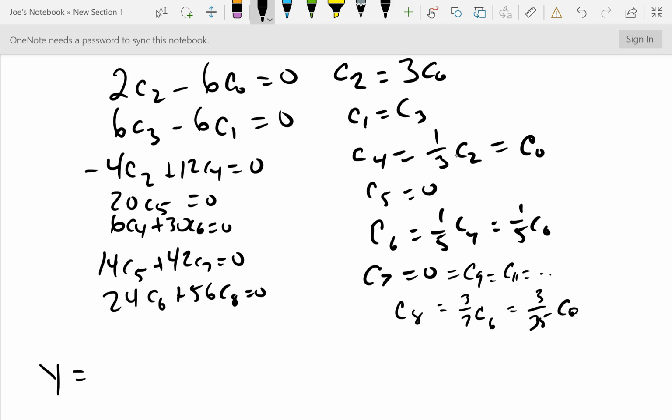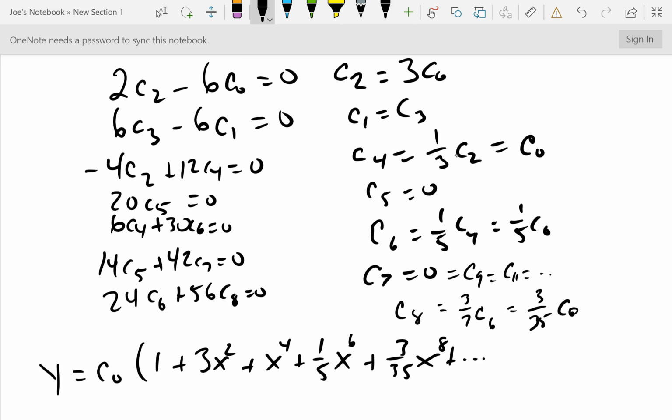So we'll have our y will be C0 times 1 plus 3x squared plus x to the 4th plus 1/5 x to the 6th plus 3/35 x to the 8th, and so on. And our C1 will just be x plus x cubed, and that's it. It actually is an honest to goodness polynomial here, because all of the odd coefficients are all 0. So we just get an x plus an x cubed on the last one. So that's the idea behind getting the power series solutions using the method of Frobenius.